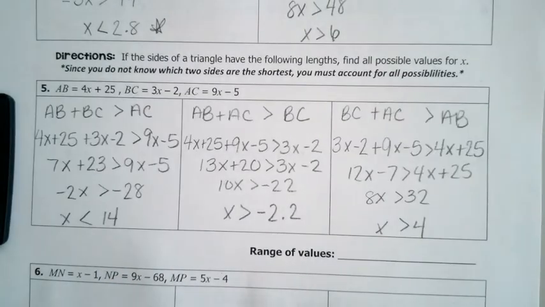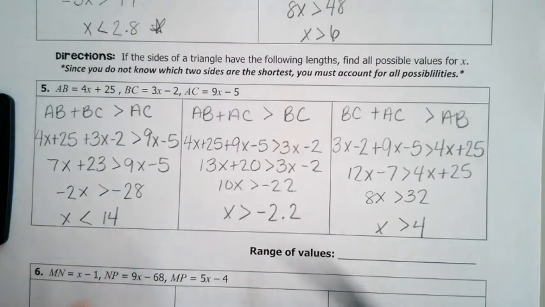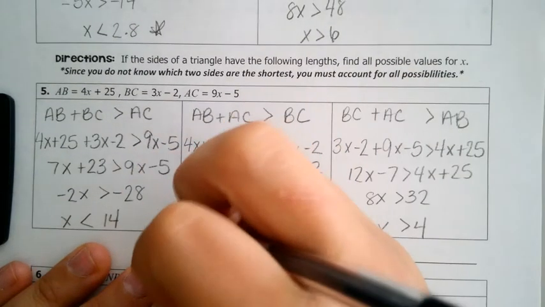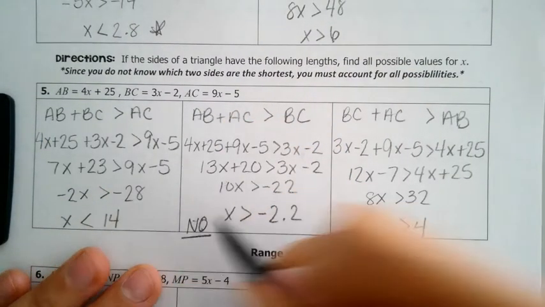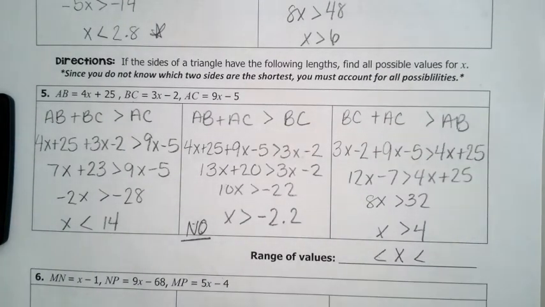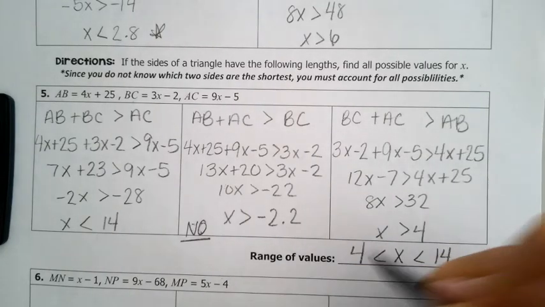so now we have to think. We have our possible solutions: x is less than 14, x is greater than negative 2.2, or x is greater than 4. We're not going to pick the negative one because we can't have a negative distance for a side length. So this one is automatically out of the question. That's a no. So if we have our x quantities, x has to be greater than 14, but it has to be less than 4.